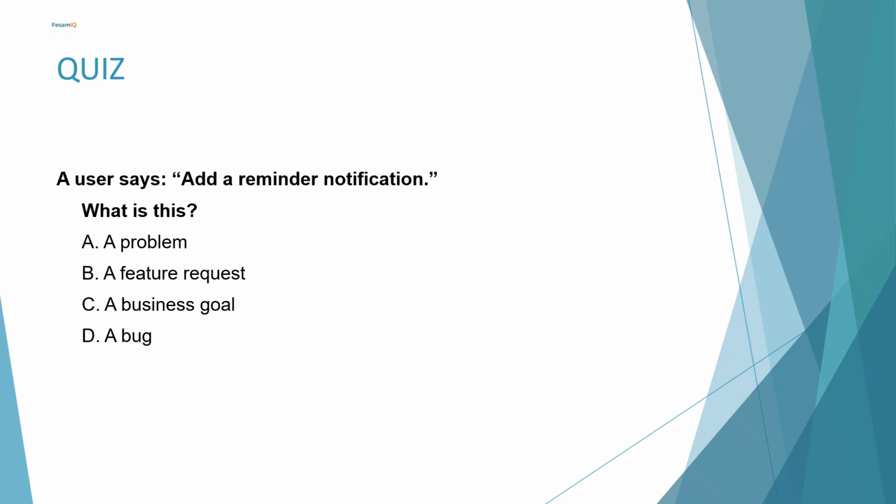Now let's take a look at this quiz. Imagine a user says, add a reminder notification. What is this? A, is this a problem? B, is this a feature request? C, is this a business goal? D, is it a bug? Please tell me in the comment section.